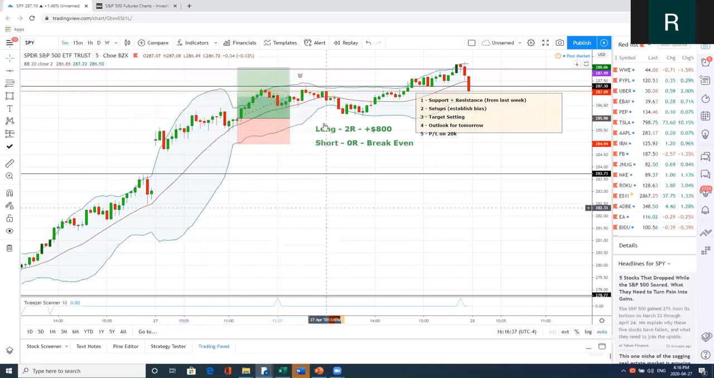For the shorts, it's really tough for a short opportunity here. You would just have to go to break even and just suck it up, come back tomorrow.